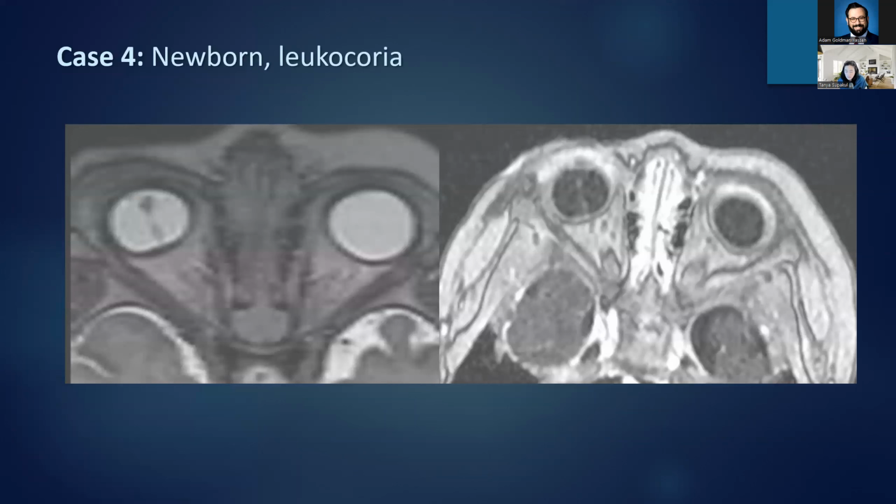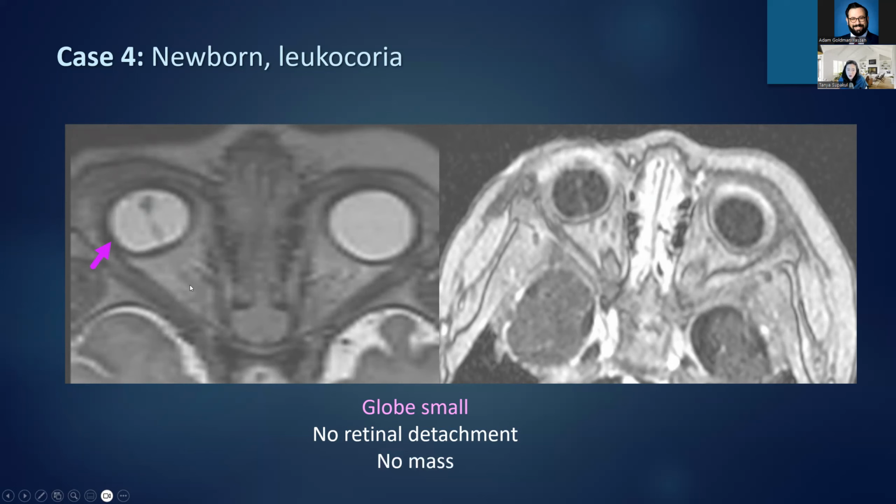This is the fourth patient, case number 4. This is a newborn with leukocoria, and based on these images, you can see that the abnormal findings are in the right eye. When you look closely, the right globe is relatively small compared to the left. You don't really see a retinal detachment or fluid at all, but there is a linear contrast enhancement that connects from the lens to the optic disc.